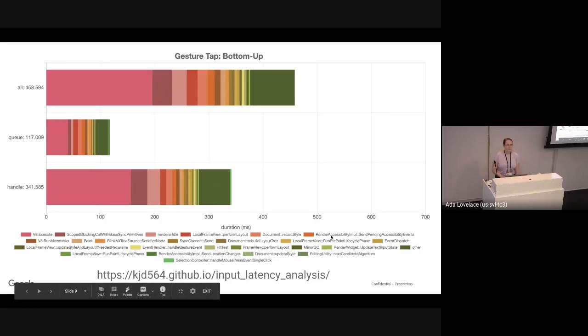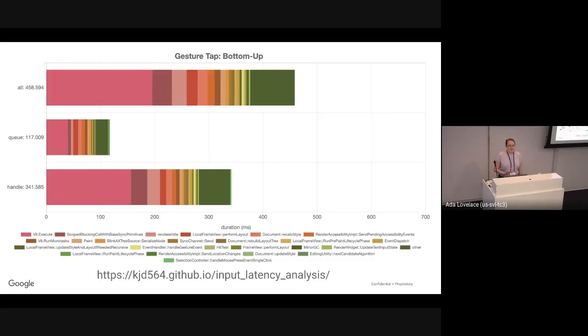Some things that bubbled up to the top were sending pending accessibility events, which is kind of surprising. And I'll talk about that a little bit later, about why that's up at the top. That's the problem with averages. Some Blink AX tree source serialized node also bubbled up at the top. So some things that we were like, what? Why is that there? We didn't actually know.